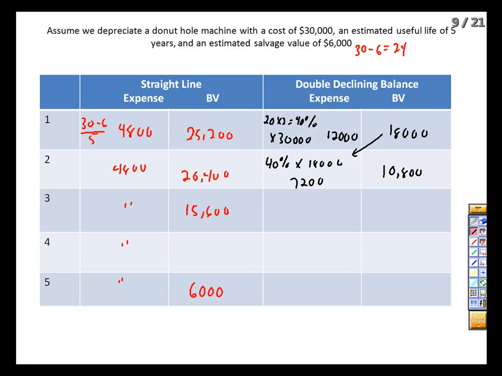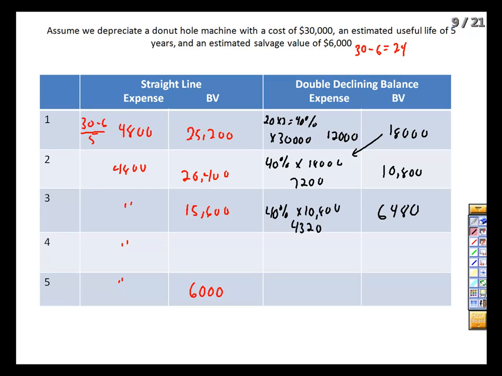We repeat the process in year 3. 40% times 10,800, and that's going to give us $43.20 as our depreciation expense, giving us a net book value of $64.80. Methods like the double declining balance method are considered accelerated depreciation methods, and hopefully you can see why.